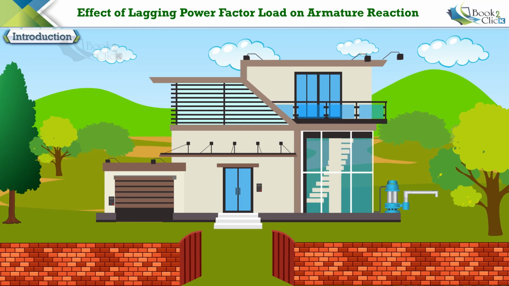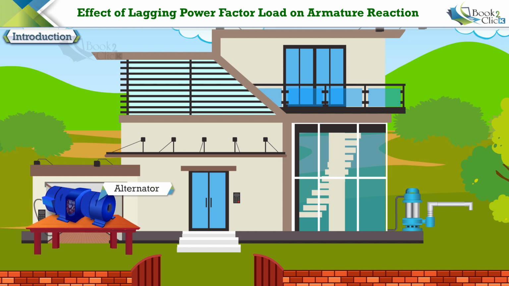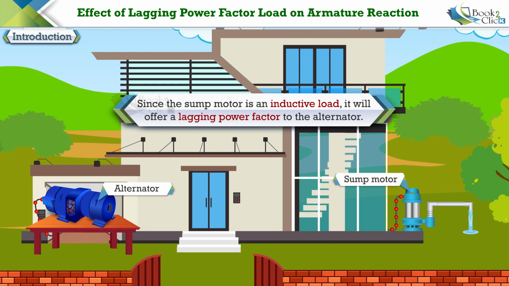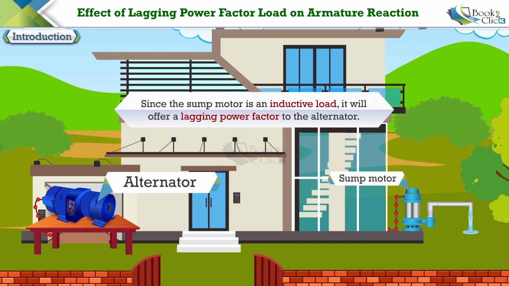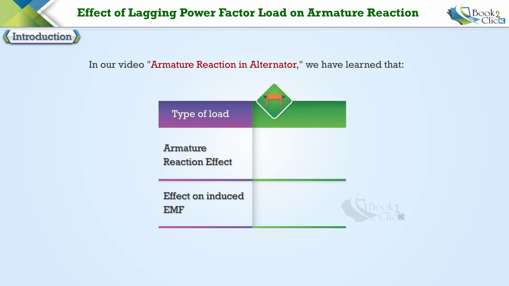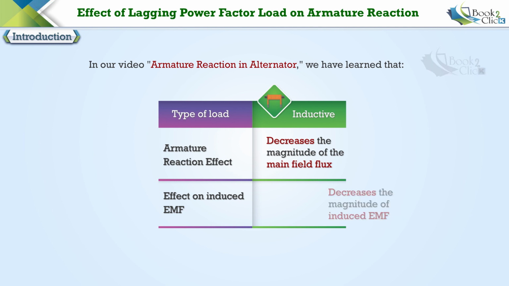Hello there. Imagine an alternator supplies power to the sump motor. Since the sump motor is an inductive load, it will offer a lagging power factor to the alternator. In our video, Armature reaction in alternator, we have learned that if the connected load is inductive, the armature reaction will reduce the magnitude of the main field flux, which will cause the reduction in induced EMF.